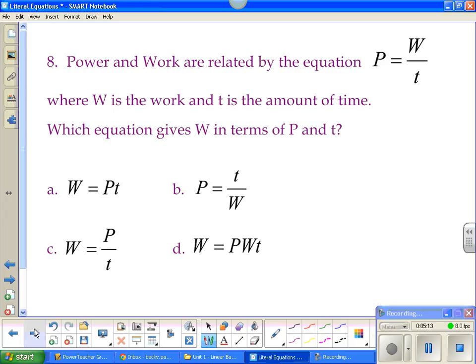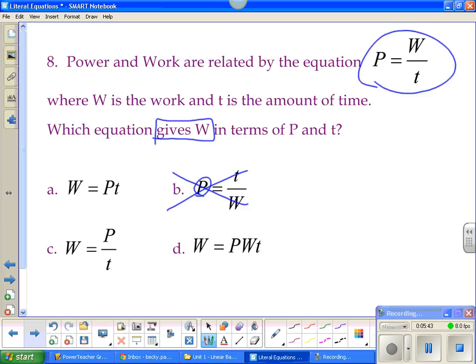Power and work are related by the equation P equals W over T, where W is the work and T is the amount of time. Which equation gives W in terms of P and T? The W is what you would highlight or box in, and that tells you what you're solving for. Now, if I look at my multiple choice answers, are they all solved for W? The answer is no. B is actually solved for P. So I know that B is not one of my answers.